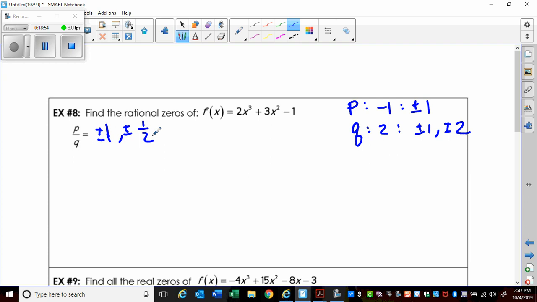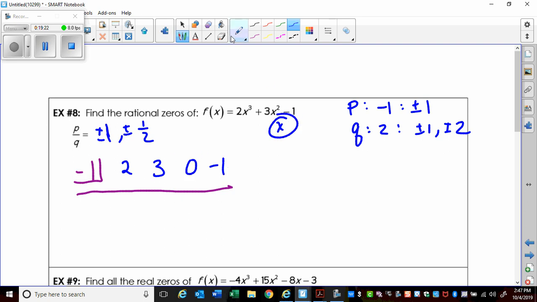Okay. So I would try the whole number first. I would try 1 and -1. Let's try -1. Put it in the box. Write down my coefficients. We have a 2 and a 3. Don't forget to include the 0. We don't have a term with just an x. We have an x cubed, x squared, but we don't have a term with just x, right? So this is a 0, and then we have a -1. Okay. Remember to bring down the 2 and then multiply it. And tell me what you get.